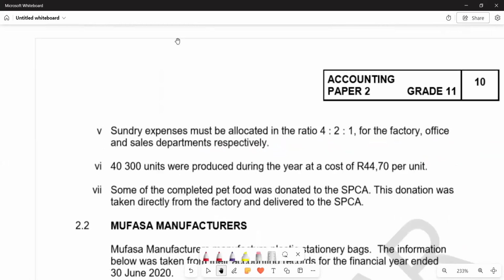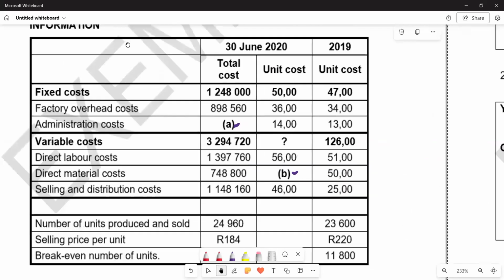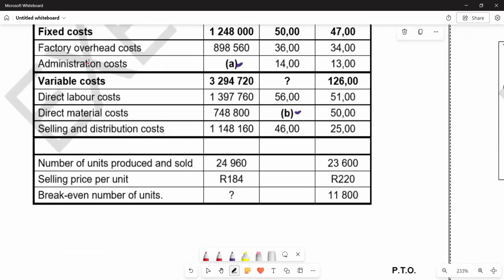Now we go to B to see how we can calculate it. B is the unit cost for direct material cost. They give the total cost as 748,800. To get the unit cost, we say the direct material cost divided by the total number of units. You need to find the number of units produced. We go down and see that we are given the number of units produced and sold as 24,960. So basically, 748,800 divided by 24,960, and then you get your unit cost.